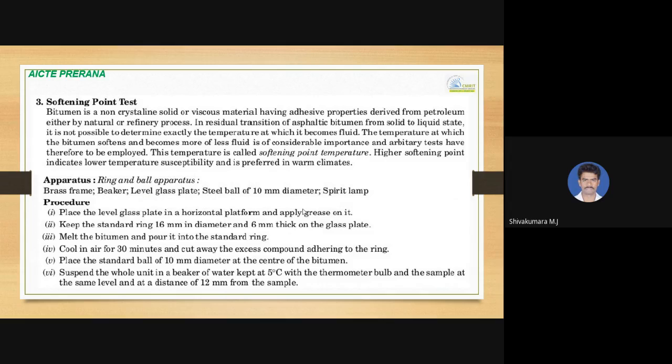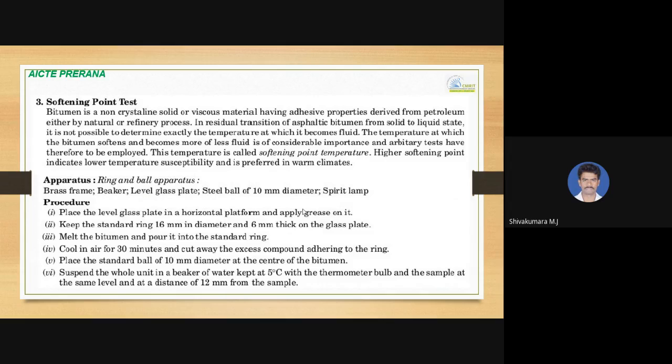The temperature at which the bitumen softens and becomes more or less fluid is of considerable importance, and arbitrary tests have therefore to be employed. This temperature is called the softening point. A higher softening point indicates lower temperature susceptibility and is preferred in warm climatic conditions.